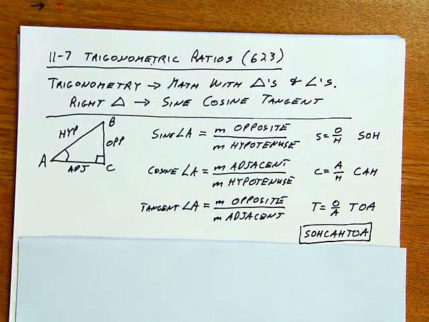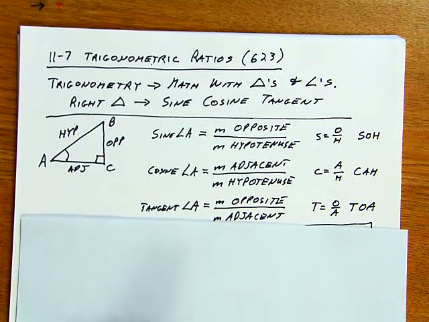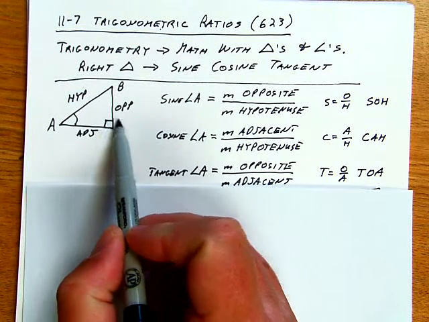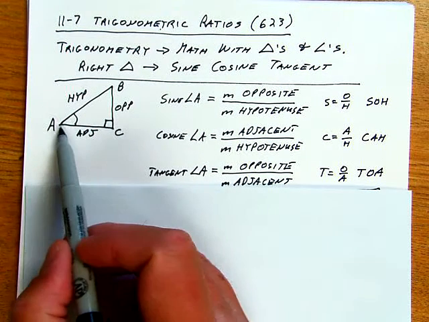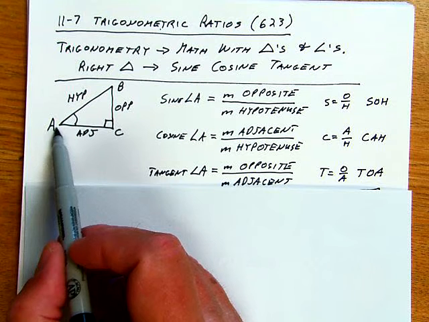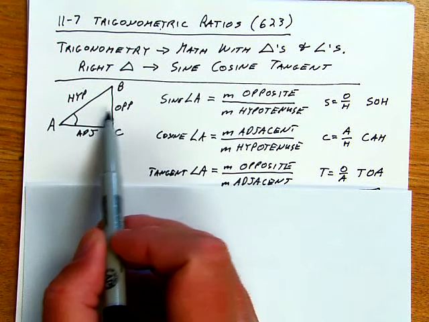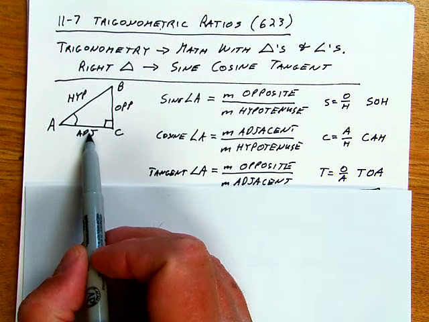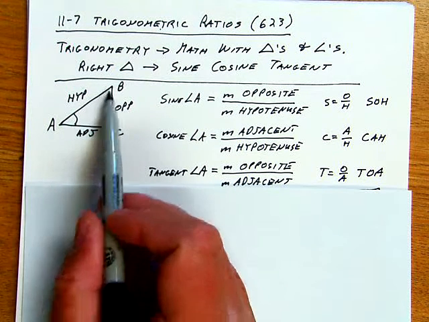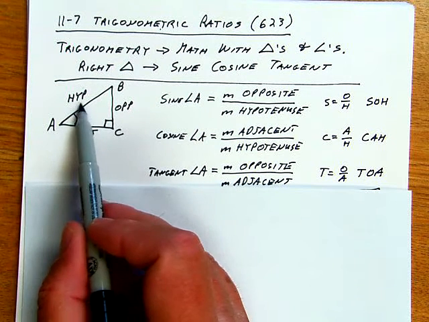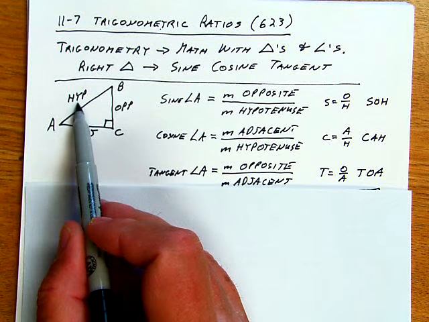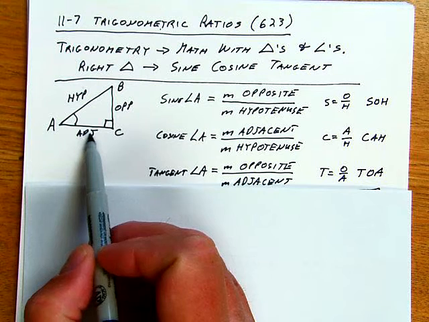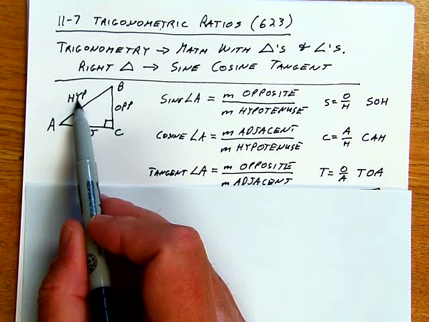First of all, assume we have this triangle right here, and it's a right triangle. And we're talking about angle A. From angle A, there's always three sides. The opposite side, the adjacent to it, and then all right triangles have the long side called the hypotenuse. So for the angle you're talking about, there's always an opposite leg, an adjacent leg, and the hypotenuse.